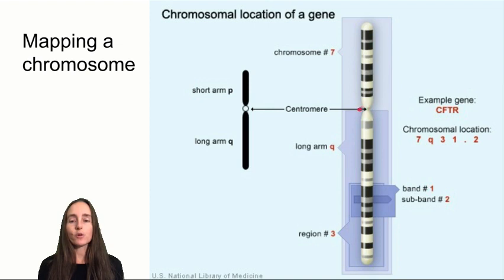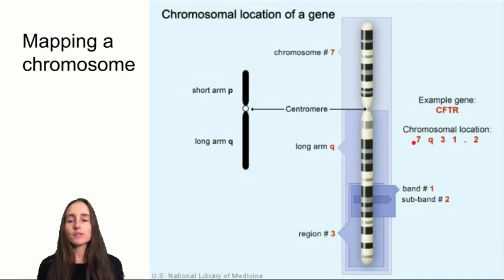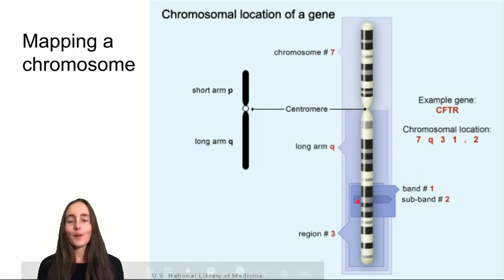So P arm is the short arm, the centromere is where it connects to another chromosome, and it often has a bit of a funky shape there. And then Q arm is the long arm. This says that this particular gene is located on chromosome 7 on the long arm at position 31. You would go down and find position 31, like you would just know where that is because you're amazing. Actually, it's region 3, band 1, and then subband 2. That's kind of how that works.